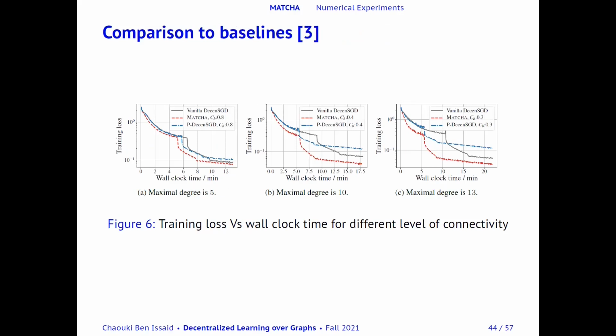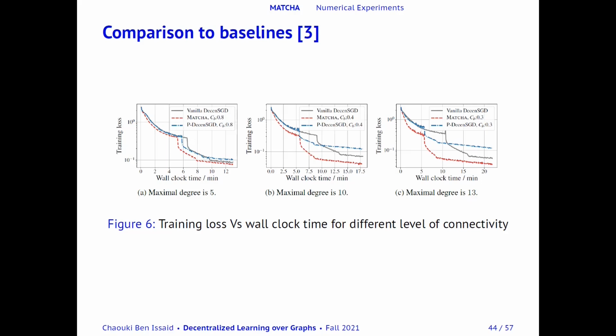Finally, in figure 6, MATCHA performance is compared to vanilla decentralized SGD and periodic decentralized SGD. The performance of the 3 algorithms is evaluated on different topologies with varying levels of connectivity: 3 random geometric graph topologies having different maximal degrees. The maximal degree in the first subplot is equal to 5, the middle one is equal to 10, and the one on the right is 13.